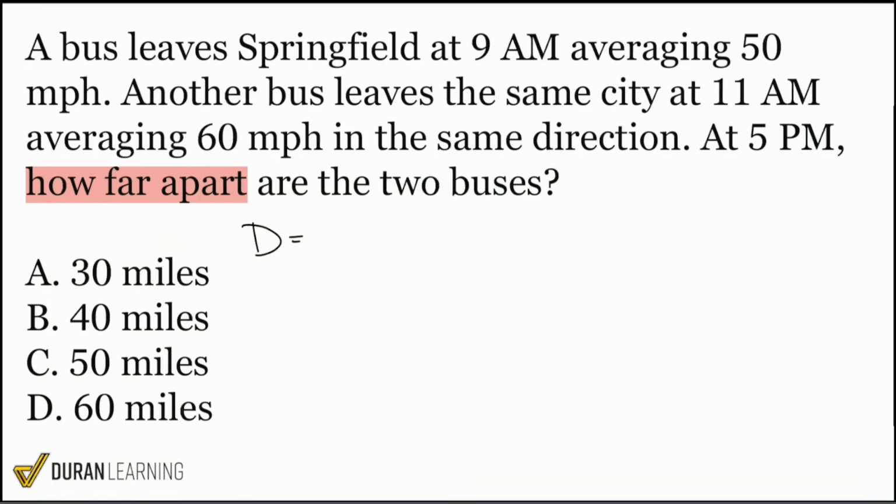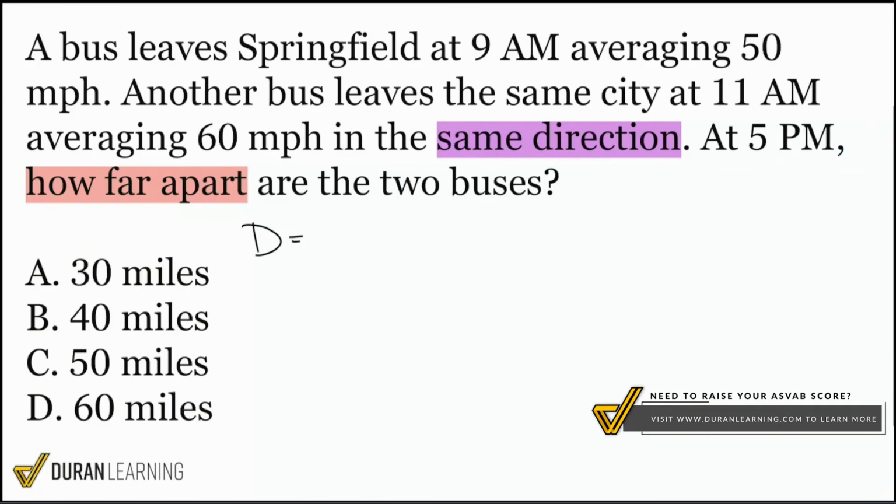And when we read the context, we see that it says a bus leaves Springfield at 9 a.m., averaging 50 miles per hour. Another bus leaves the same city at 11 a.m., averaging 60 miles per hour in the same direction. At 5 p.m., how far apart are the two buses? Okay, sounds good. So my party people, when I see that these buses are traveling in the same direction, what can we do with their individual distances to get how far apart they are?